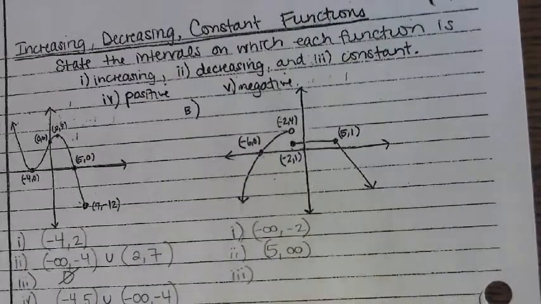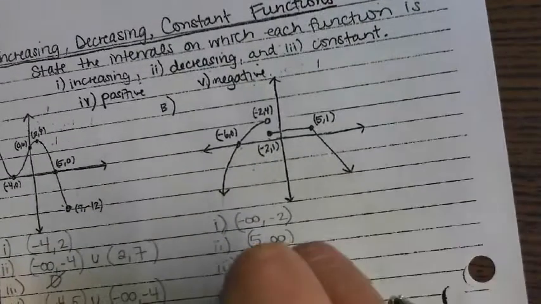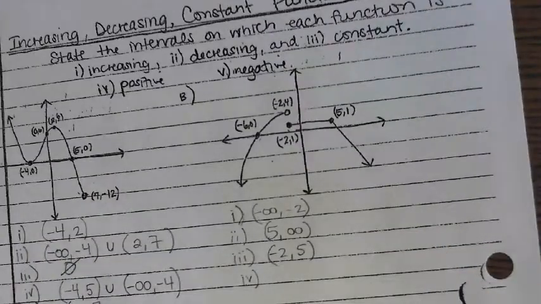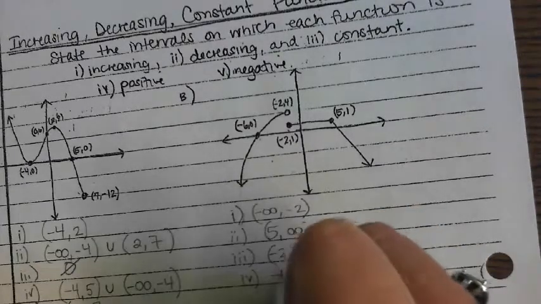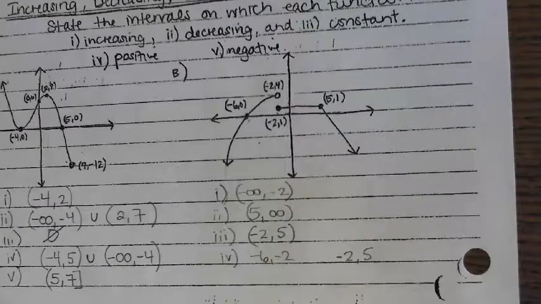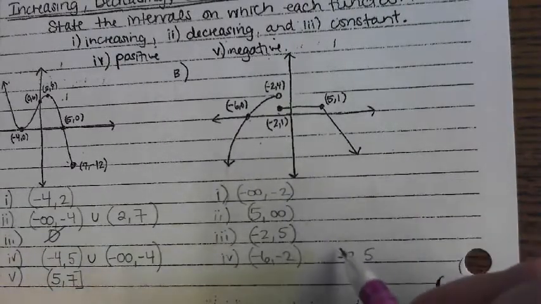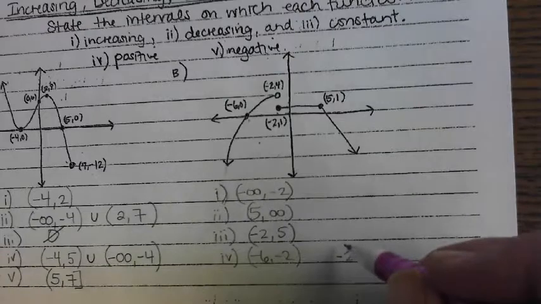And then our constant slope. Joe. Very good. -2 to 5. How about our positive? Morgan. -6 to -2, and -2 to 5. Okay, and then I'm going to ask you for parentheses or brackets. Parentheses on -6 and -2. Mm-hmm. And bracket on -2 and 5.